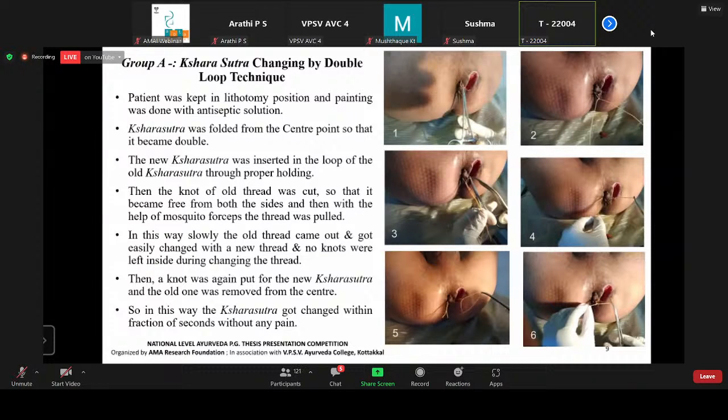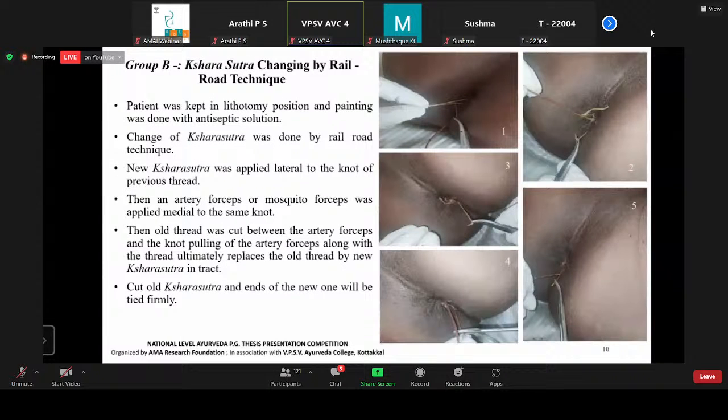Now coming to group B, Sharsutra changing by the railroad technique. The patient was kept in lithotomy position and painting was done with antiseptic solution. Change of Sharsutra was done by the railroad technique. The new Sharsutra was applied lateral to the knot of the previous thread. Then artery forceps or mosquito forceps was applied medial to the same knot.